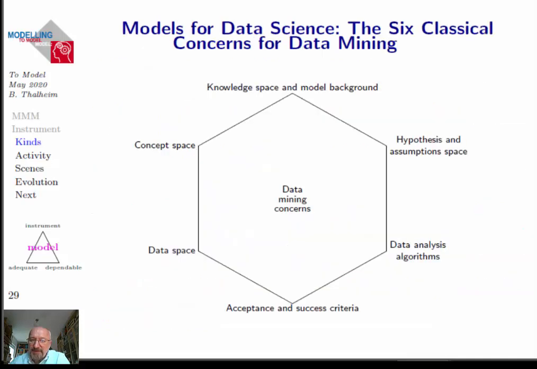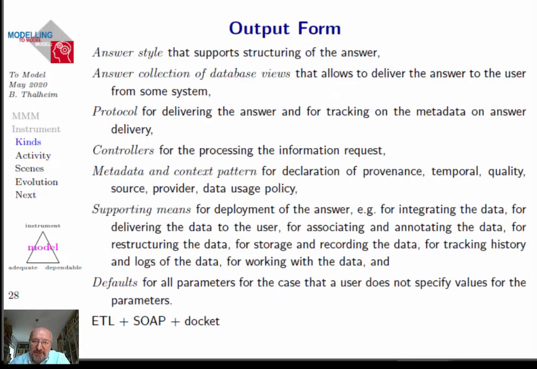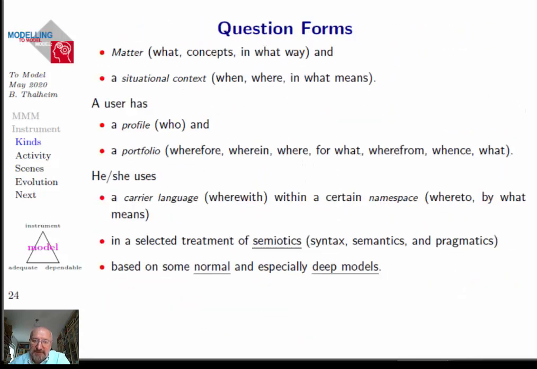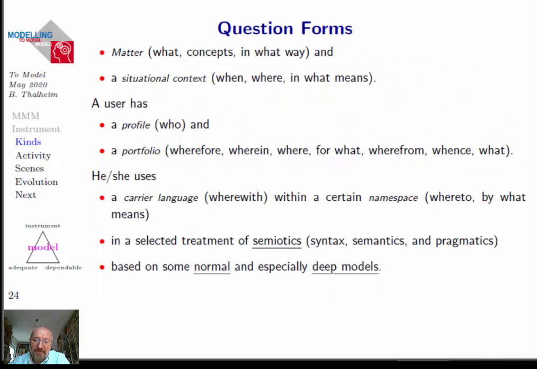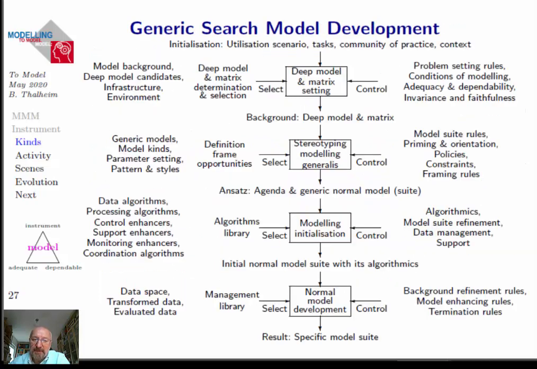In this case, we can say, okay, fine, our search request is nothing else than some kind of representation of the style of search, like we do it here with the 7 different styles of search, to some kind of answer. So in this case, the model has now 2 aspects: question and output.